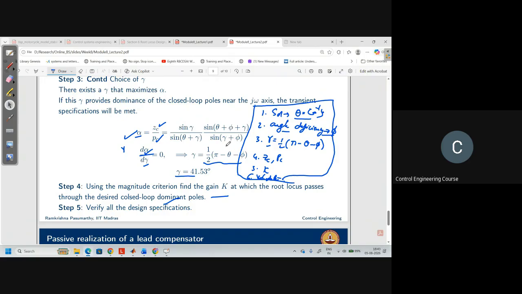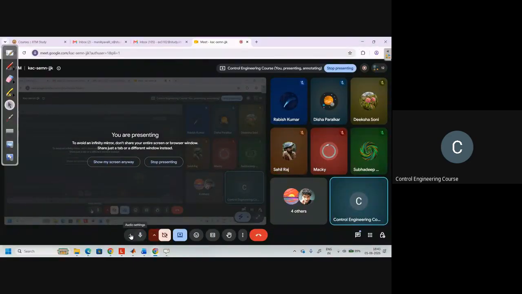Let's do one problem. Are you clear? Do you have any doubts? No doubts. Everything is clear? Okay. Good. Let's start with one design problem.